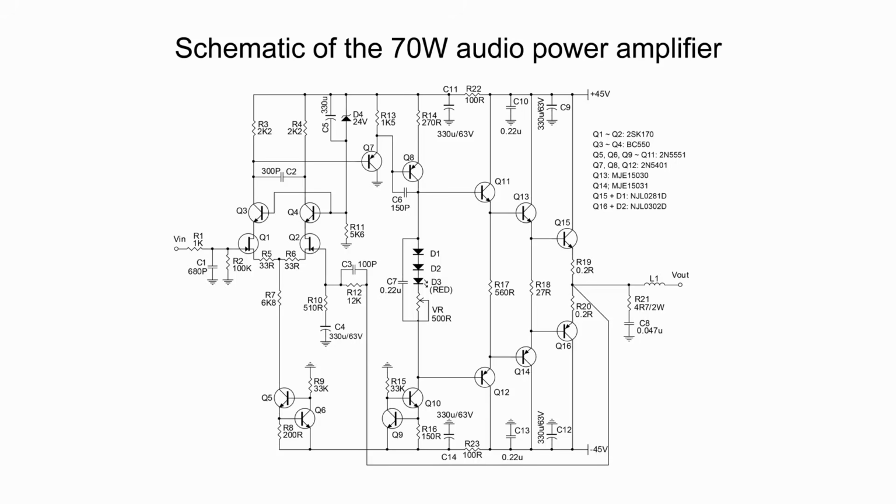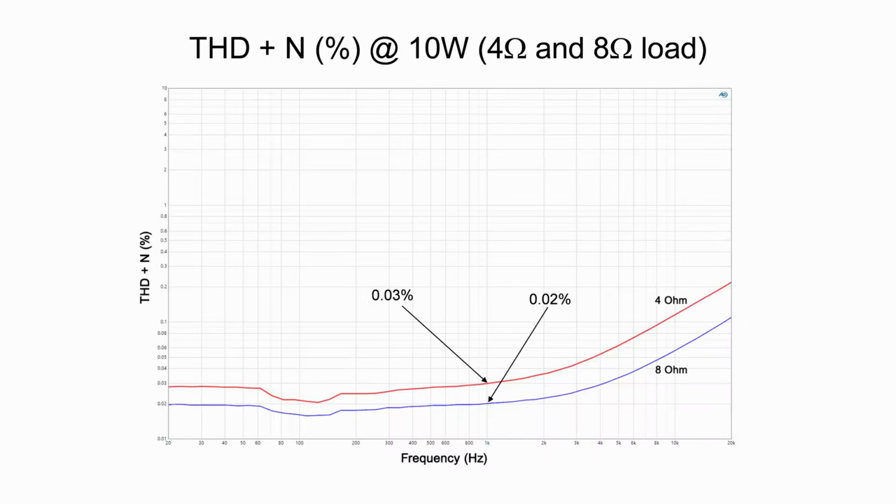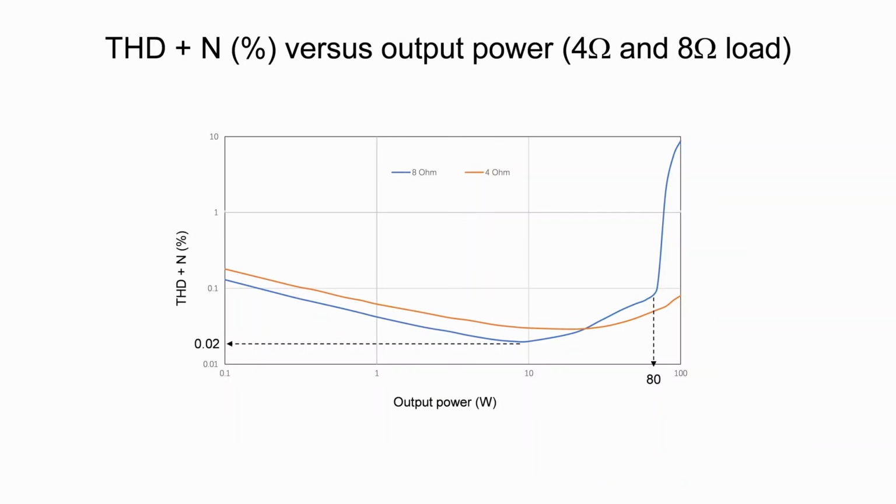This is the schematic of the 70 watts power amplifier. We will soon see how the amplifier is divided into 6 sections. This is a high-quality audio power amplifier in terms of measured and sonic performances. At 10 watts output to an 8 ohms load, the total harmonic distortion plus noise is as low as 0.02%. When a suitable power transformer is used, the power amplifier can deliver over 80 watts to 8 ohms and over 100 watts to 4 ohms.